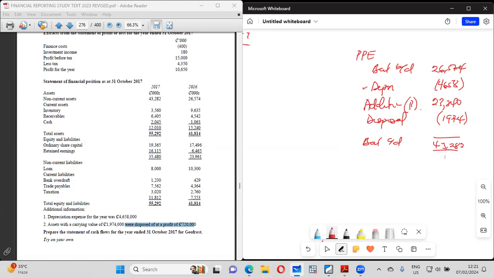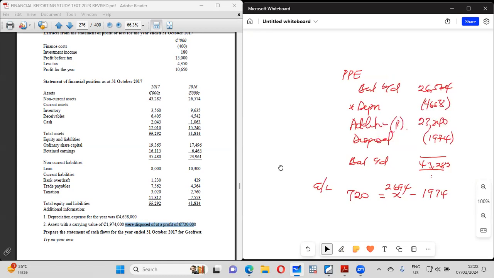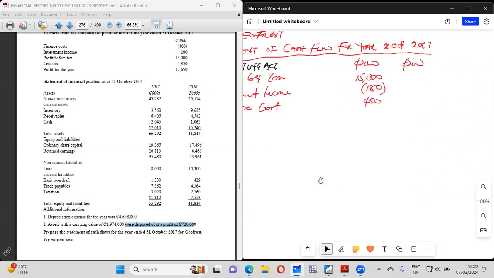Don't forget. Depreciation is shown here. All right. And don't forget to do your gain or loss on disposal immediately. How much is the proceeds? We don't know the proceeds, but we know the profit is 720, which should be equal to the proceeds, which we don't know, minus the carrying amount of 1974. That helps us to find the proceeds, isn't it? So what do we do? We take the 1974, we add the 720. So if I add the 720, it tells me that this place is what? 2694. So that is the proceeds, also going to investing activity. So be very careful. The examiner can be tricky. So we found out that depreciation is what? 4,658. So we add it back.